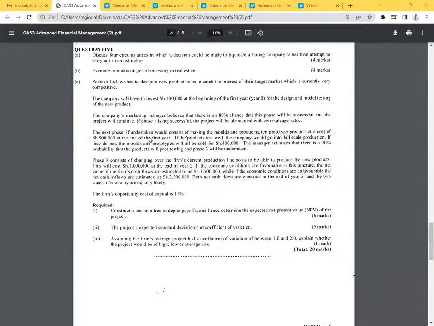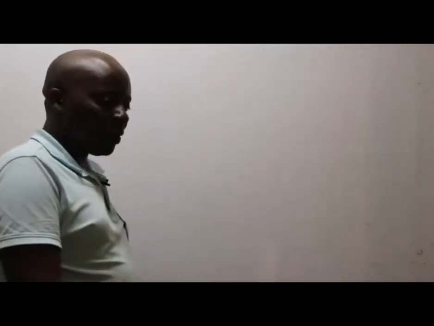The next phase, if undertaken, ladies and gentlemen, if I could just capture the first phase, what are they telling us there really? So, ladies and gentlemen, this is what they're telling us there. That this company wants to get into some investment decision. And how do they enter into this investment decision?